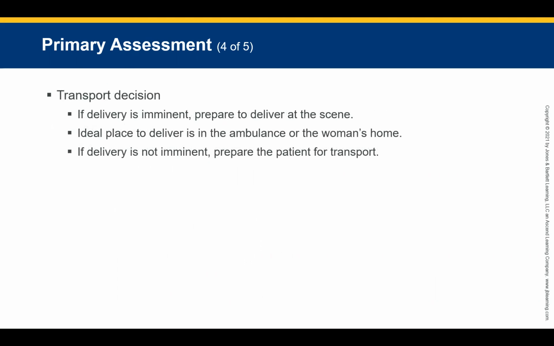If the delivery is imminent, you must prepare to do that on scene. The ideal place to deliver is in the security of your ambulance or the privacy of the woman's home. It should be warm and private with plenty of room to move around. If the delivery is not imminent, prepare the patient for transport and perform the remainder of the assessment en route to the emergency department. Women in the second or third trimester of pregnancy should be transported lying on their left side when available.